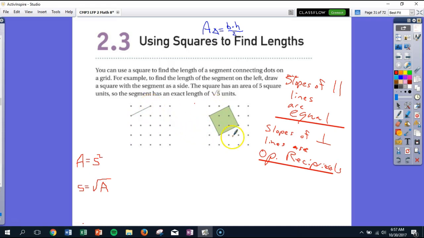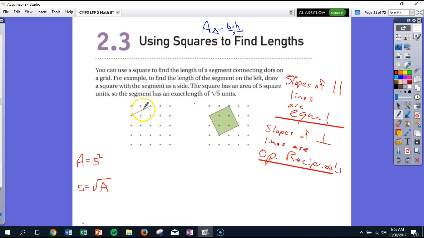But in order to do that, because you're not already going to have the square drawn, remember that slopes of parallel lines are equal. Also, remember this is the sign for perpendicular, slopes of perpendicular lines are opposite reciprocals. That's how we could tell if our slopes were accurate if we are doing this ourselves. Instead of having the box already drawn, we can find the slope of this line.